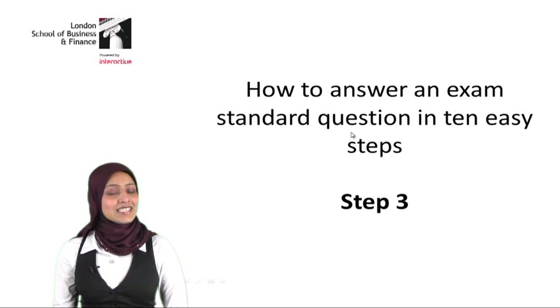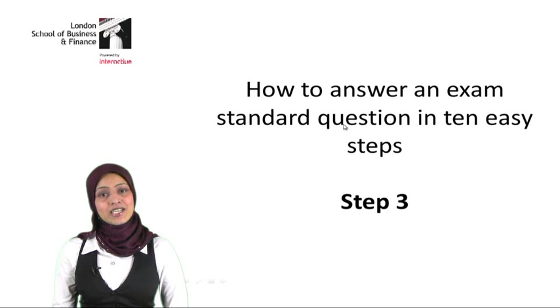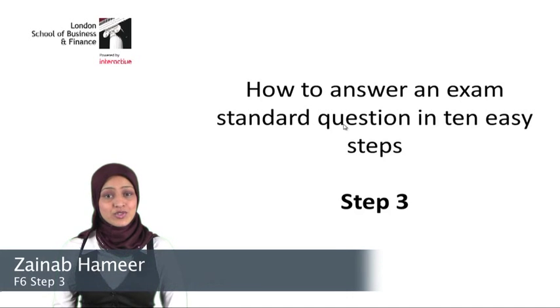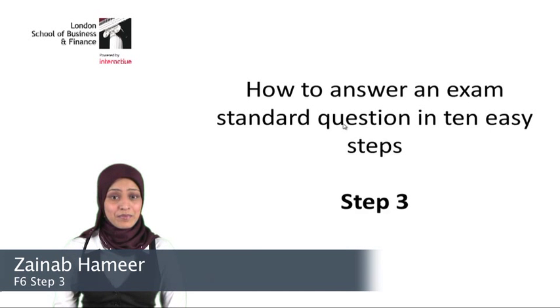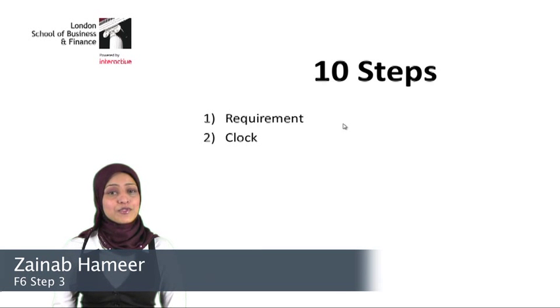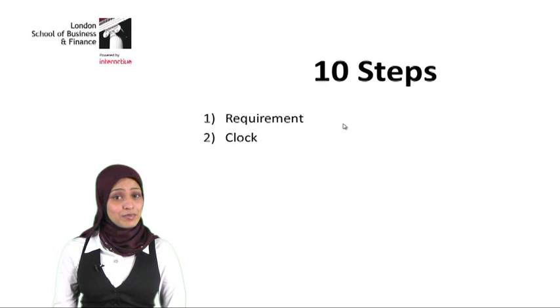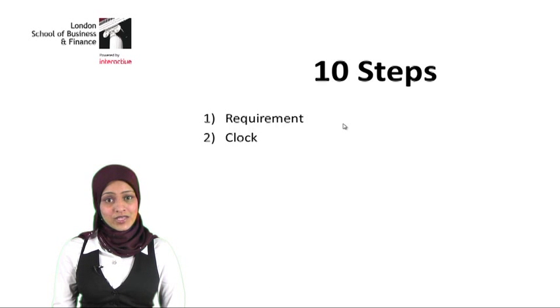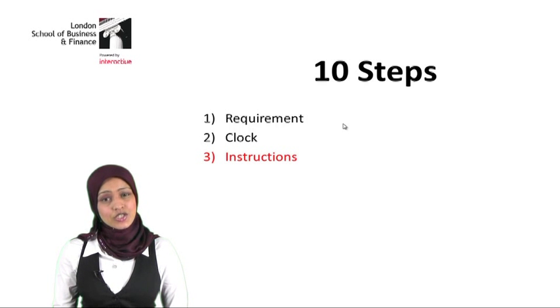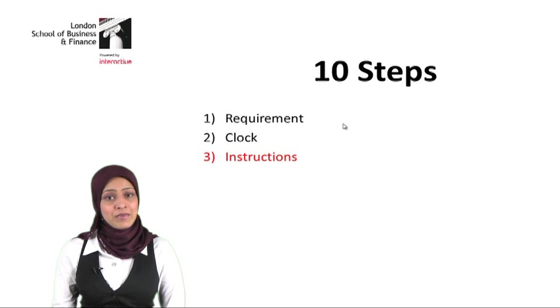We are looking at 10 steps on how to answer an F6 exam question, and we have reached step 3. Our first step was the requirement. Our second step was looking at the clock and ascertaining how much time we have left. Our third step is looking at the instructions given to us by the examiner.